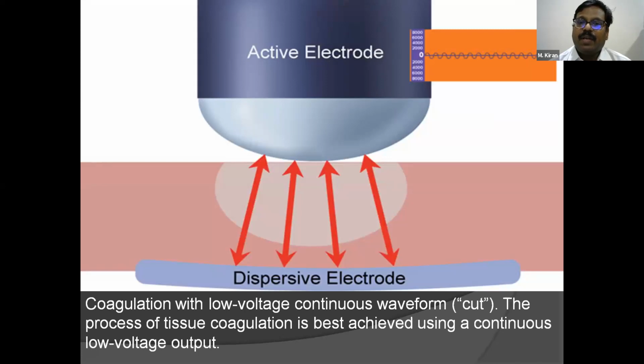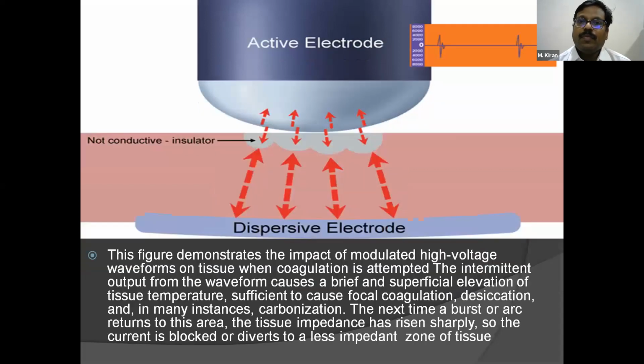This is the active electrode you can see, and downwards between we are having the skin, that means the patient, and the dispersive electrode will be connected downwards to the patient. Coagulation with low voltage continuous waveform, it is a cut. You can see the waveform will be like this. The process of tissue coagulation is best achieved using a continuous low voltage output. You can see here the non-conductive insulator is there.